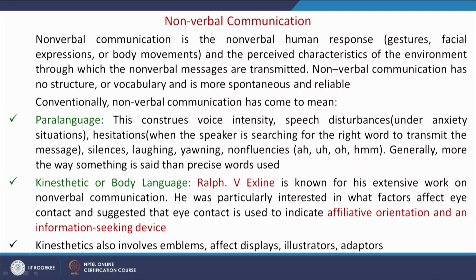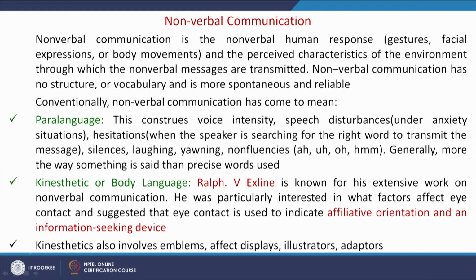Suppose I am receiving some anxious news or very shocking news, I will feel anxious and I will start biting my nails, I will start fisting my hand, or I will start shaking my legs. So, these are the different ways to receive the message and convey what you feel. Basically, non-verbal communication is the non-verbal human response which involves gestures, facial expressions or body movements and the perceived characteristics of the environment through which the non-verbal messages are transmitted.